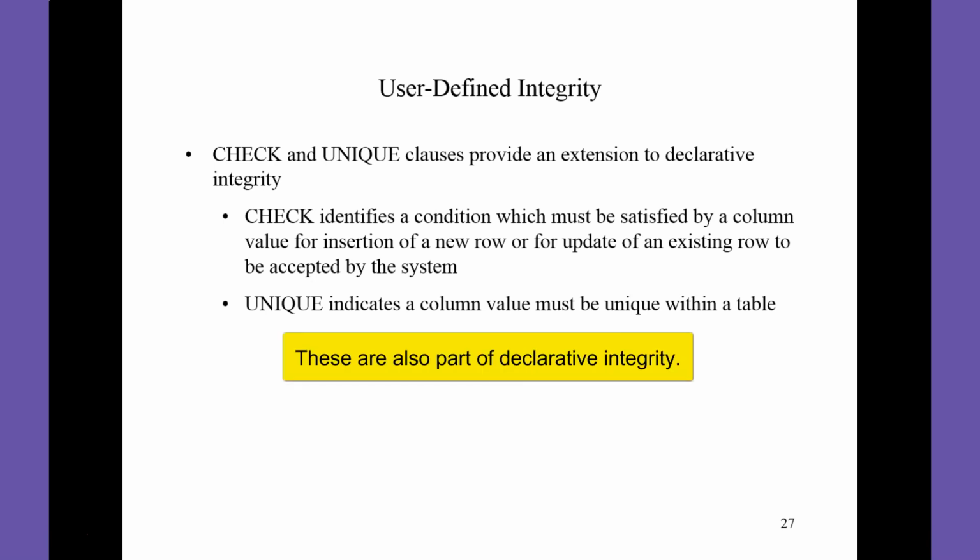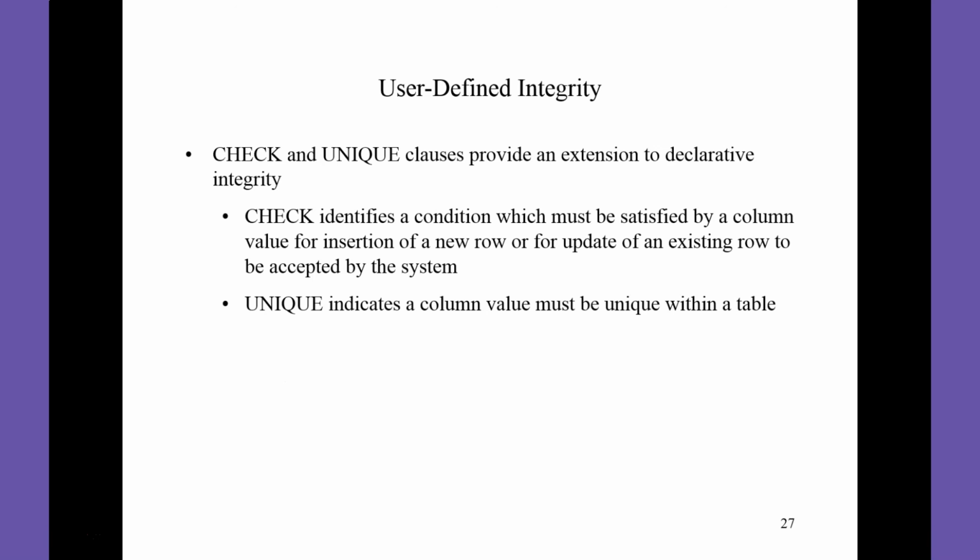Relational products support the check constraint and the unique constraint. Check allows us to validate a condition that has to be satisfied by a column in order for a row to be inserted or updated. Unique indicates that a column must be unique within the table. And again, these constraints can be more complex. They don't necessarily have to be limited to a single column.